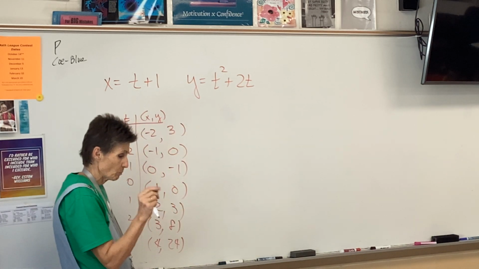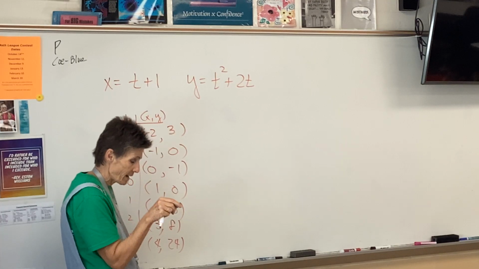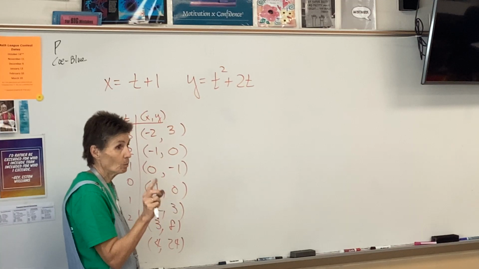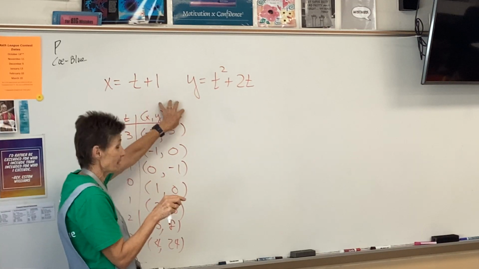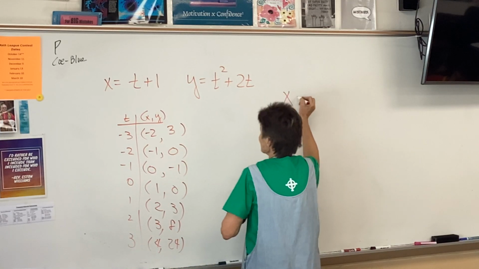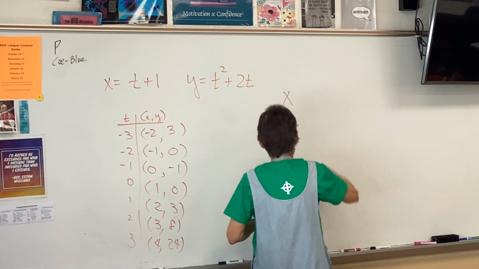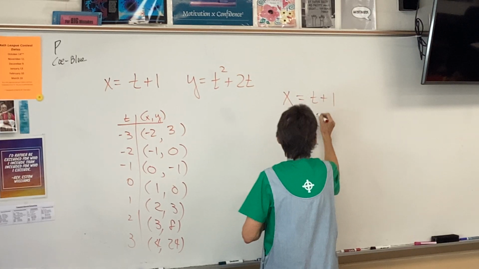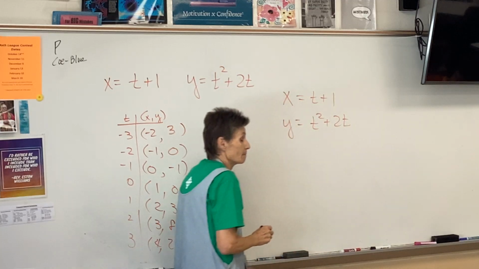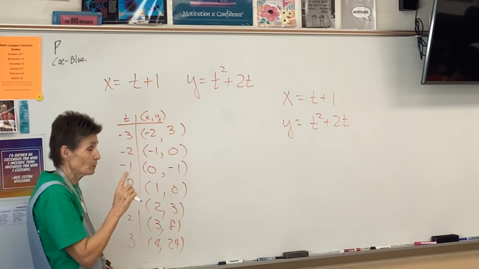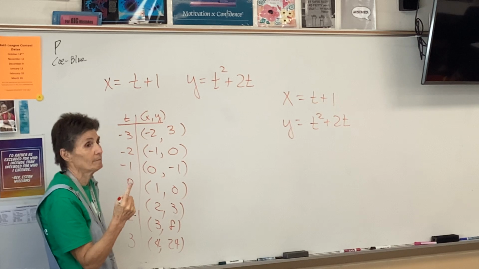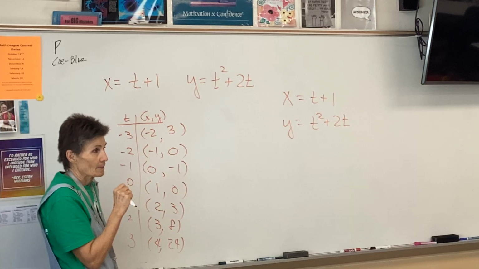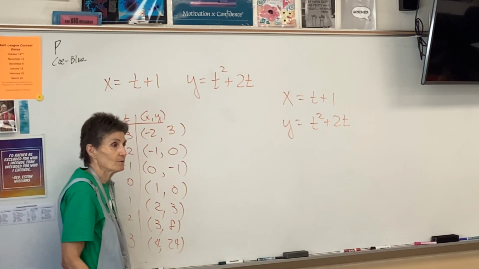Find the direct algebraic relationship between x and y by eliminating the parameter. That's a mouthful. But what it means is, take these two equations and eliminate t. So in other words, you want to have only one equation with x's and y's, but no t's. Does anyone have an idea how we might do that?